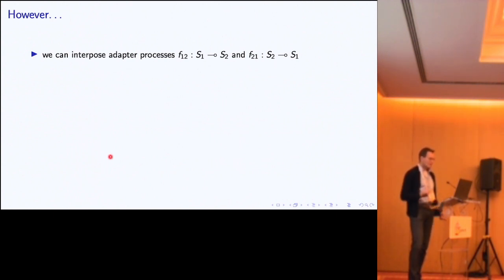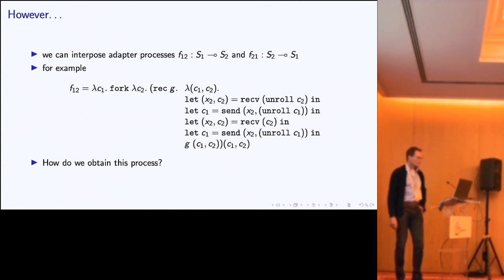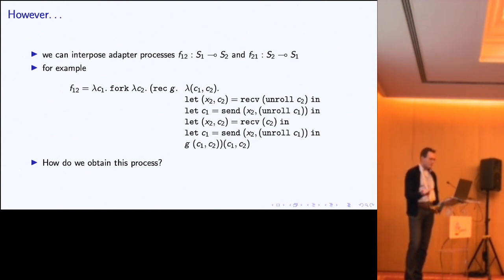We can actually interpose some adapter process that mediates between the types. I'm just showing you one of them. I guess any one of you can construct that, and it just performs the unrolls on the right side of the world. So you can see here, there's one unroll of C2, which is S2, which had the 2 communications before it recurses, and you see 2 unrolls of C1, which has this single, tighter loop in a sense. If you put this process between the sender that we saw on the previous slide and the client, then they will be able to communicate via this adapter process. Now the question is, of course, how do we obtain this process?